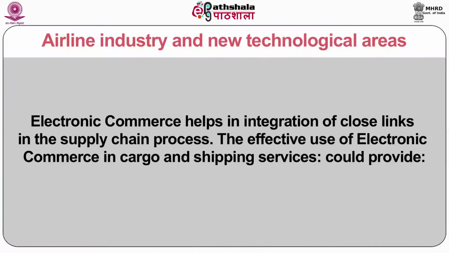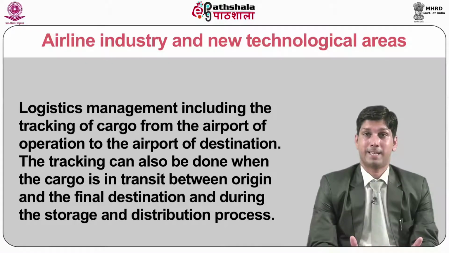Electronic commerce helps in integration of close links in the supply chain process. The effective use of electronic commerce in cargo and shipping services could provide logistics management, including the tracking of cargo from the airport of operation to the airport of destination. The tracking can also be done when the cargo is in transit between origin and the final destination and during the storage and distribution process.